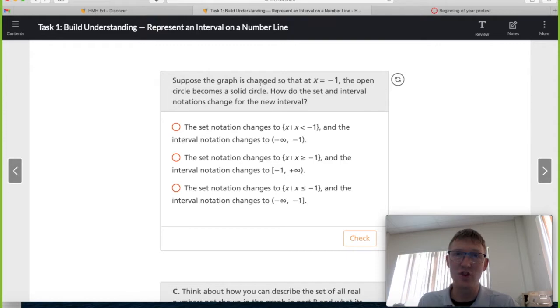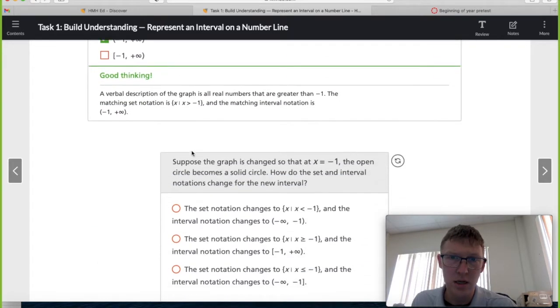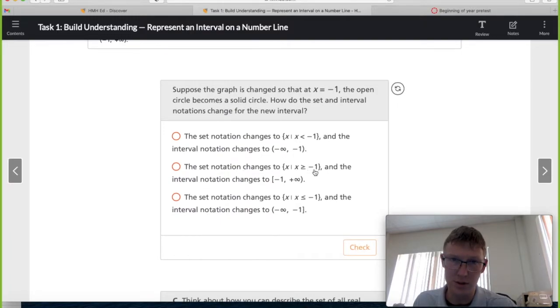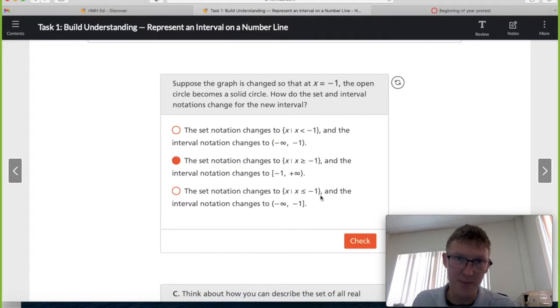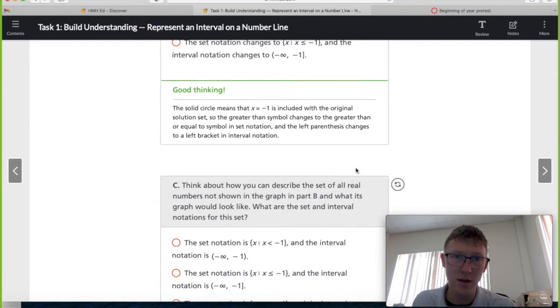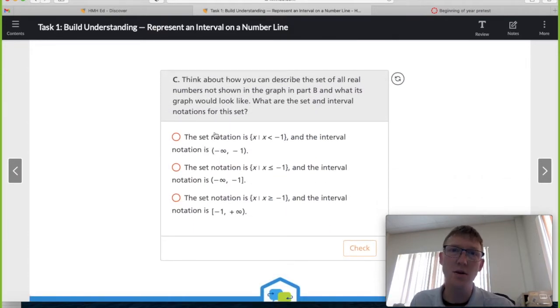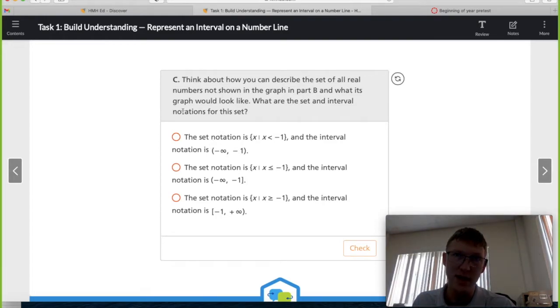Suppose a graph is changed so that x equals -1. The open circle becomes a solid circle. What do the set and interval notations change for the new interval? The set notation changes to x... Nope, that's not right. The set notation changes to x such that x is greater than or equal to -1. And the interval changes to that. We'll go with that one. Yay, good thinking.